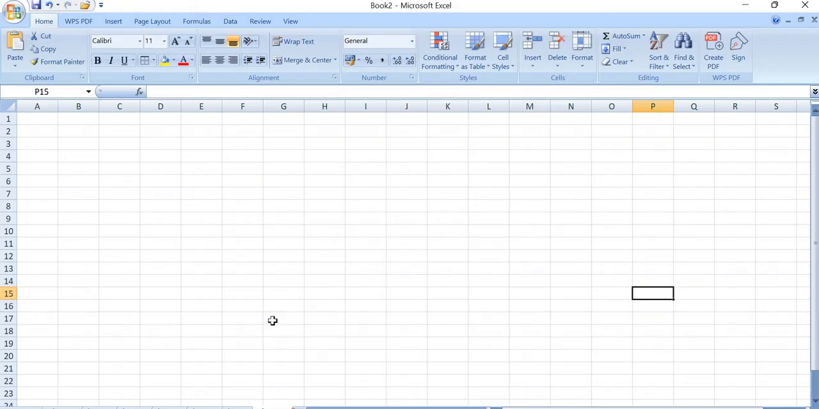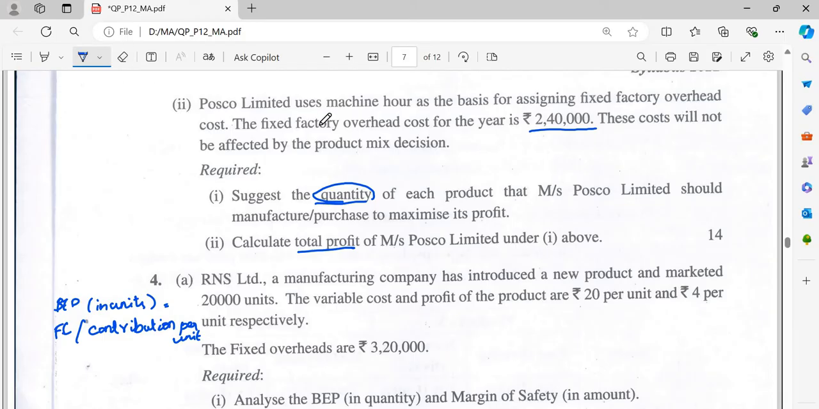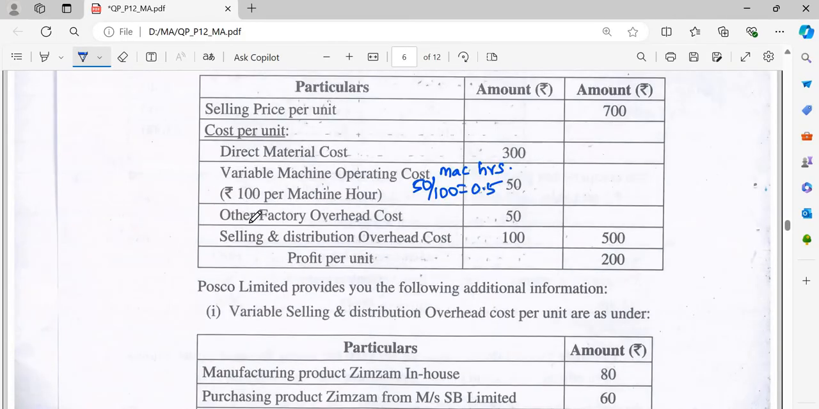So now what we need to calculate is whether we need to purchase or produce, and in what quantities. That only we are going to see. So first, I want to calculate what the factory overheads are, right? Here we have only fixed factory overheads. They have given other factory overheads, which are inclusive of both fixed and variable, right? So this we need to calculate.